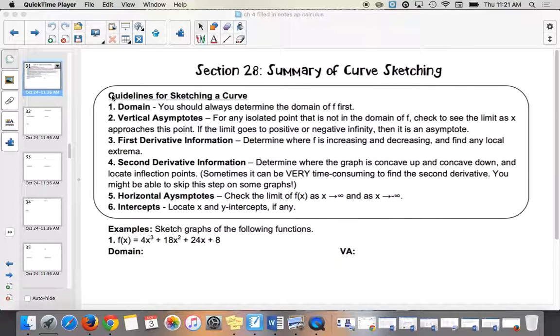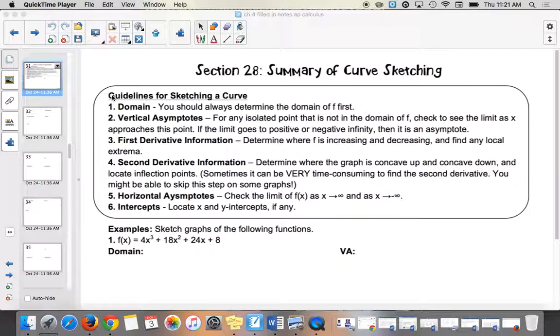Section 28 is putting this all together. So it's just a summary of curve sketching. Not only are we going to do the first derivative and second derivative for increasing, decreasing, concave up, concave down, but we're going to find x-intercepts, domain, and range. We did a lot of this on the homework the other day, right? So we're going to put everything together, horizontal asymptotes, vertical asymptotes.